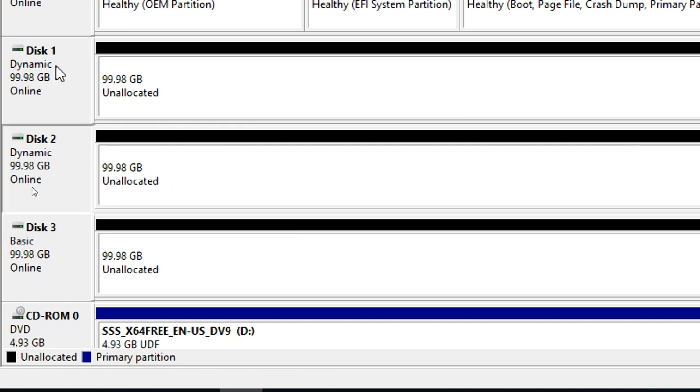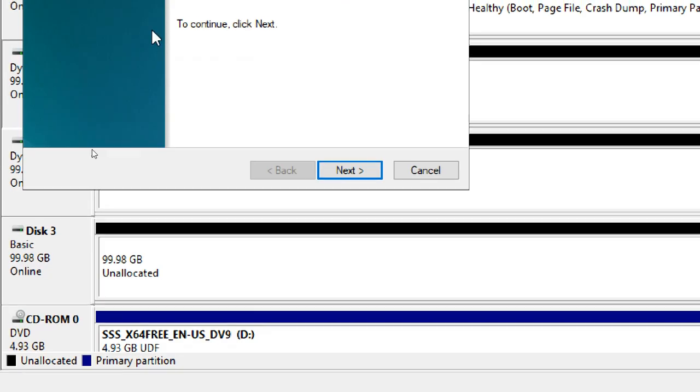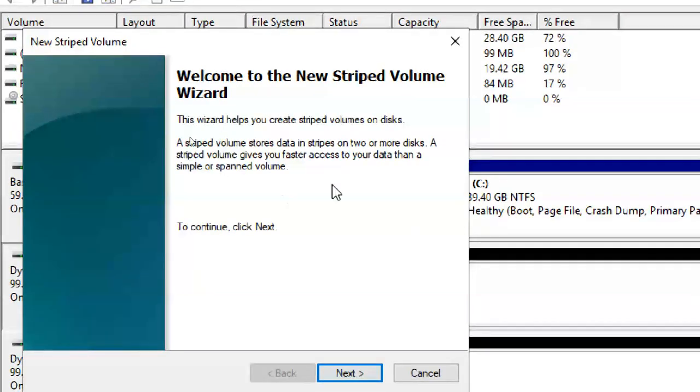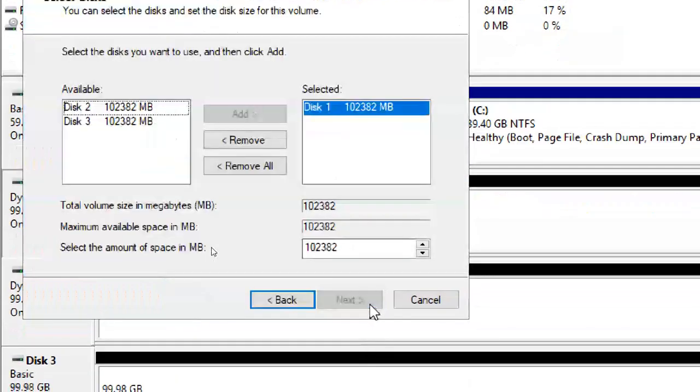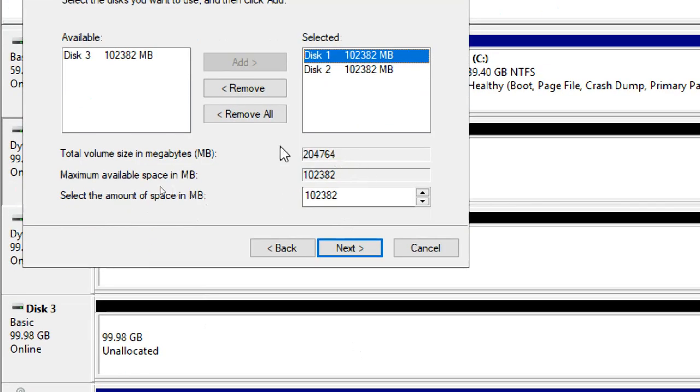So I converted already to dynamic disk, so it won't show that error. No problem. New striped volume. Read the striped volume. Next, adding like this. So I added 2 disks. You can add more disks also if you want, or you can remove them. So both are 100 GB, 100 GB. Total disk space becomes 200 GB.